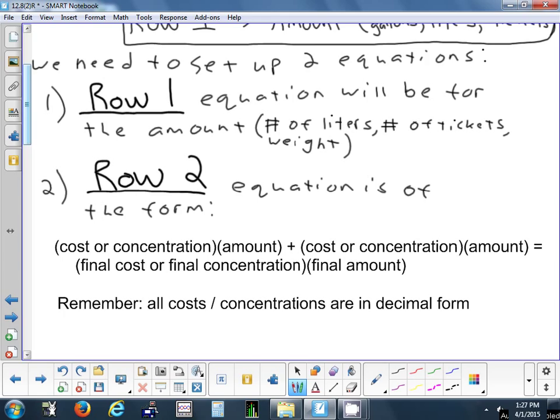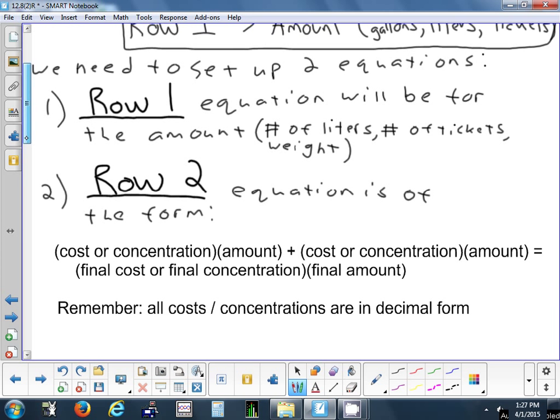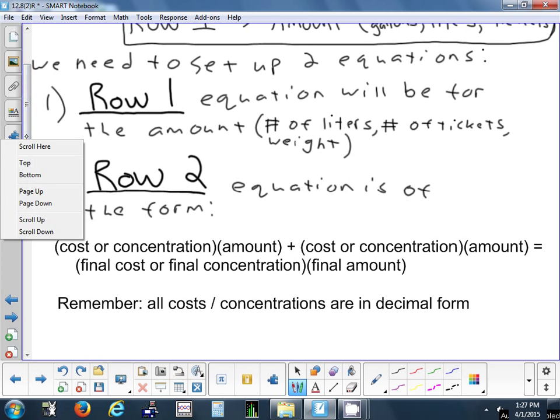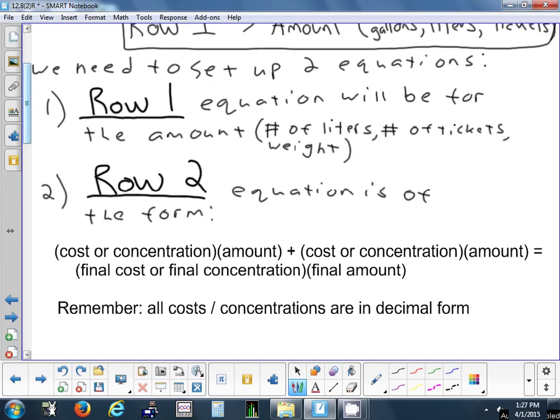That's it. So we're just going to try to go through as many examples as we can to prepare you before the test. But you need to know both of these steps. The bottom one, like Mr. Hager said, is more important. Row 2, arrow, and then all that stuff that's in parentheses: cost or concentration times amount plus cost or concentration times amount.